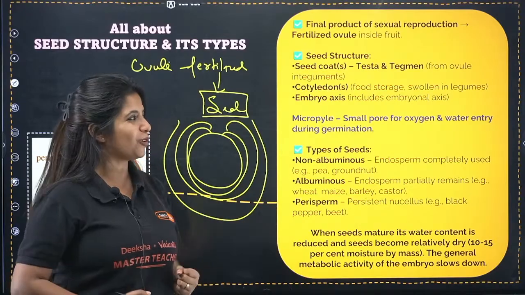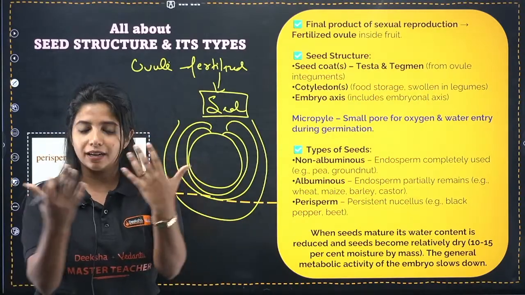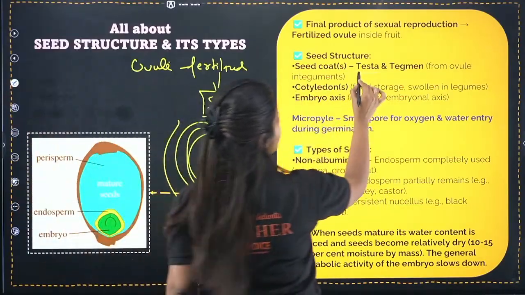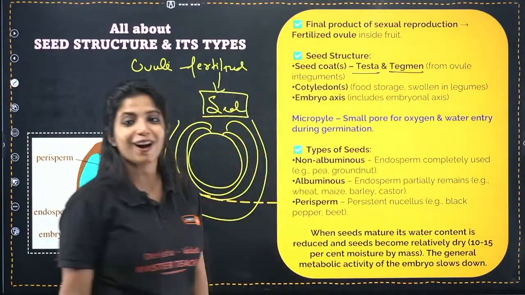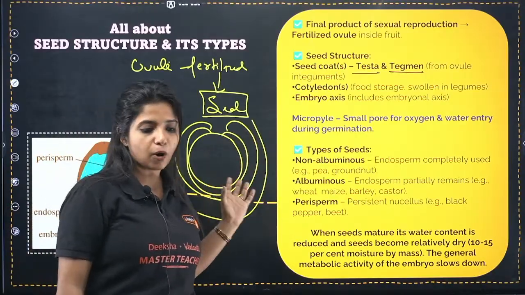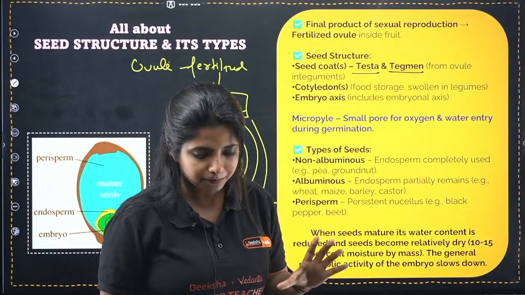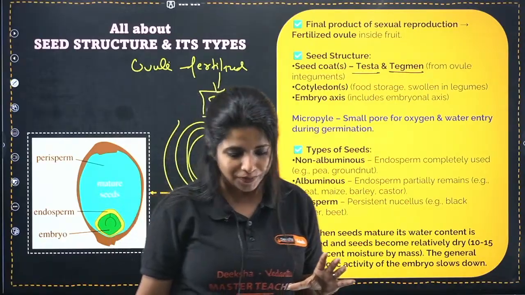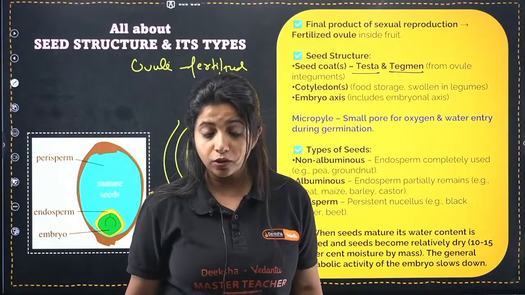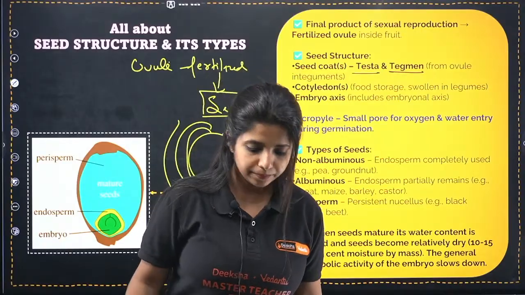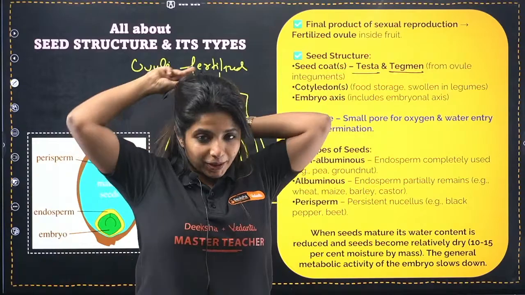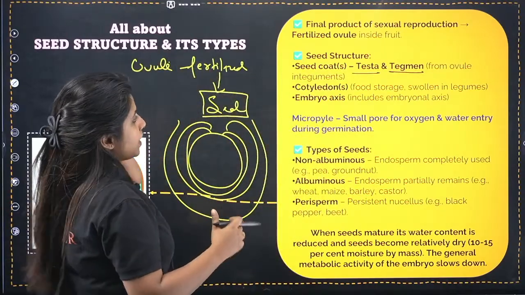So the seed has become mature, right? And the name of these coverings is known as what? You call this testa and tegmen. Testa comes from the outer integument and tegmen is basically formed from the inner integument. Okay, yes, Vaishu. Testa and tegmen. Yes, exactly, perfect.